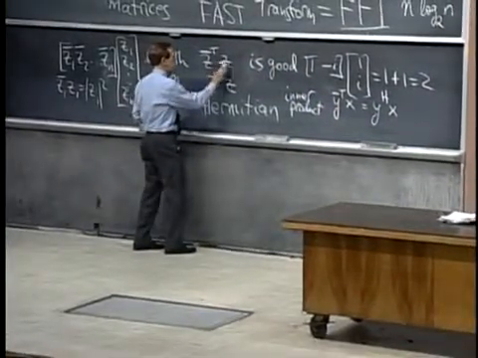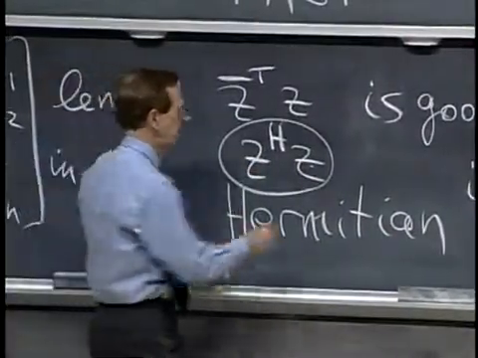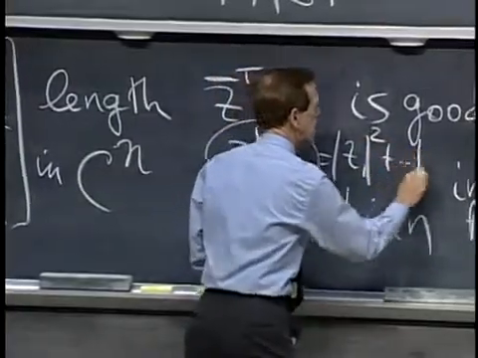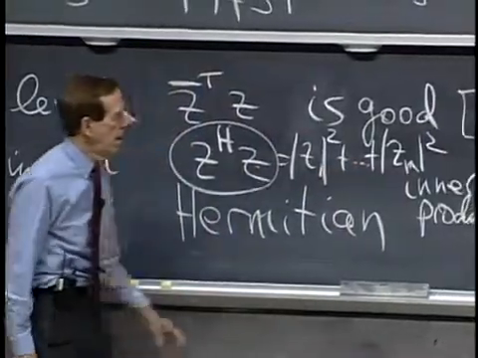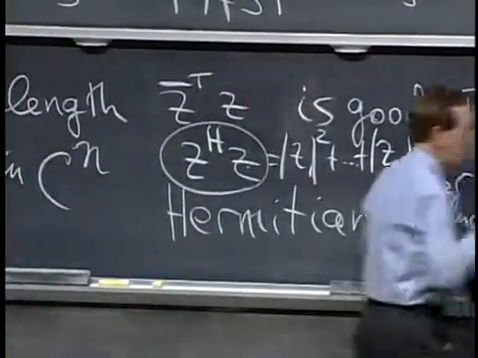So this is forced on us. Everybody's picking up what this equals. This is the absolute value of Z1 squared plus up to the absolute value of Zn squared. That's the length squared. And that's the inner product that we have to go with. So it could be a complex number now.